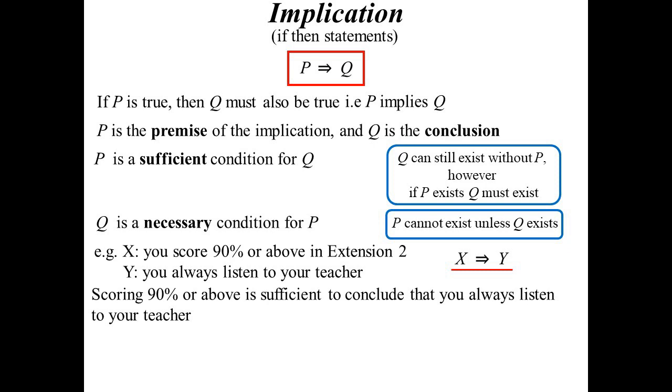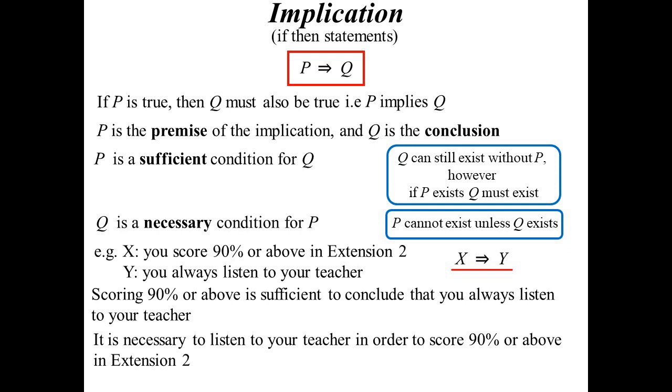Okay? That's sufficient. However, it is necessary to listen to your teacher to score 90% or above. So let's go back to this. If P implies Q, Q can still exist without P. So in our one we're saying Y could still exist without X. So it is possible that you always listen to me, but you don't score above 90%. That is a possibility, you see. Hopefully this won't happen, of course.